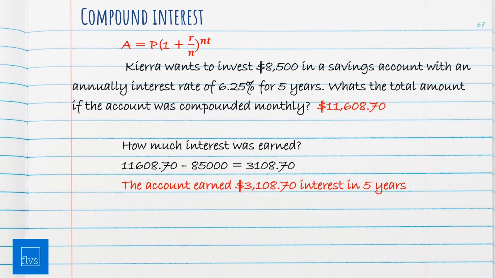So when you're dealing with compound interest, you want to work out the total first, and then if the question asks how much interest was earned, you subtract the principal amount. So this is different than simple interest.